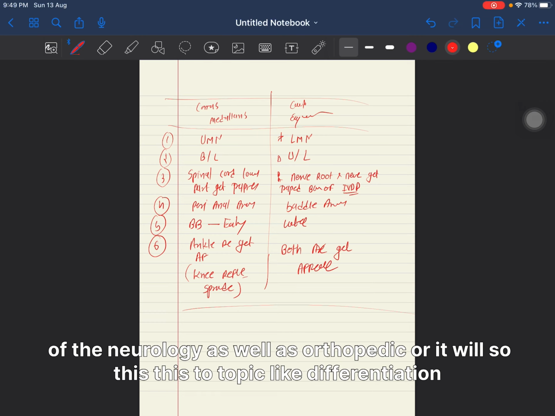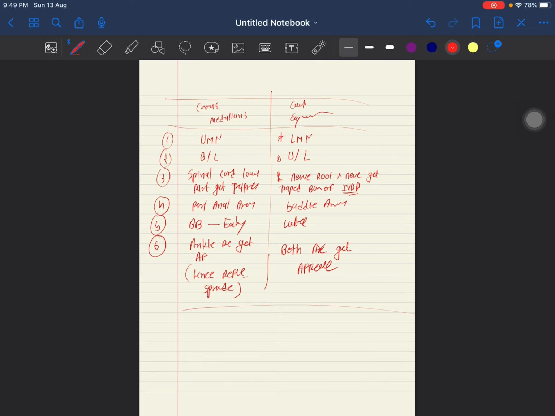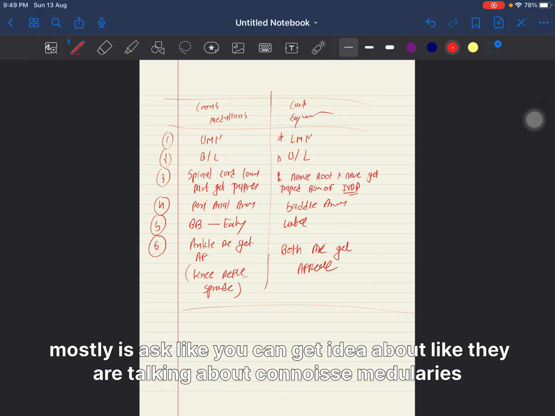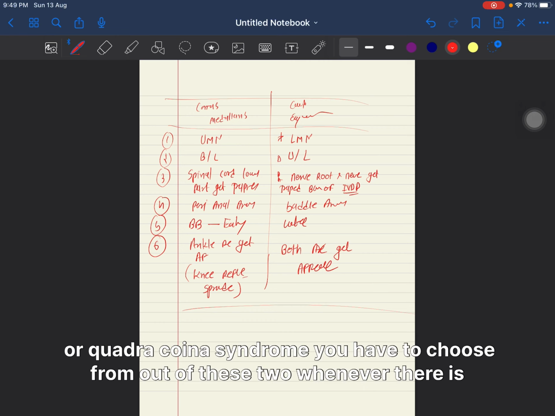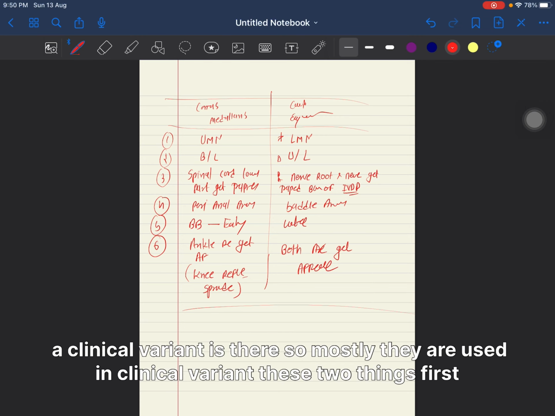So you have to solve the clinical variant questions. It will come under neurology as well as orthopedics. These two topics are mostly asked as a differentiation, so you can get an idea whether they are talking about Conus Medullaris or Cauda Equina syndrome. You have to choose from these two whenever there is a clinical variant. So mostly these two things are used in clinical variants.